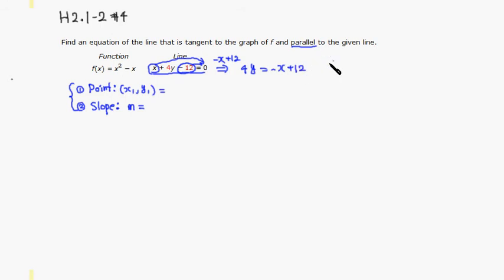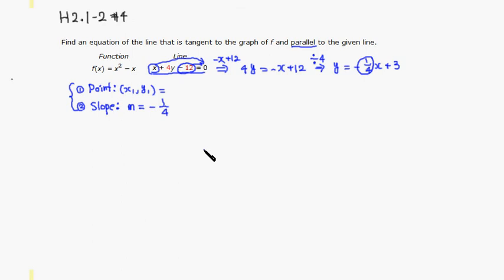Then we can just divide through by 4. So we have y is equal to negative 1/4 x plus 12 divided by 4, which would be 3. So we know that the slope is negative 1/4. So now we have the slope.